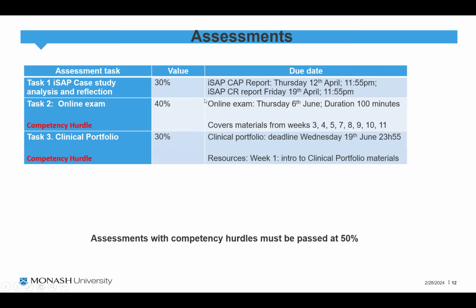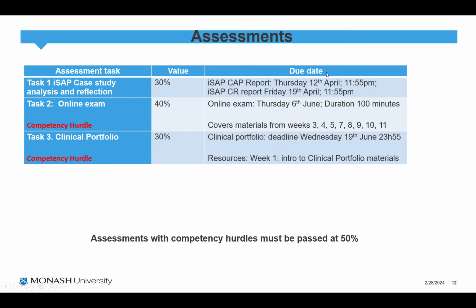So this is just a summary of all the assessments. So there is the ISAP case. You'll have one exam, and then the clinical portfolio. So Audrey, you're already used to submitting the clinical portfolio as well. Now, last year, all of our assessments were competency hurdles, but this year only 2 of those are. So the online exam and the clinical portfolio. But the ISAP case, although it's not a competency hurdle, it's got a big value. It's 30% of the unit. So don't ignore that and think I don't need to worry much about it, because that will affect your final mark for this unit.